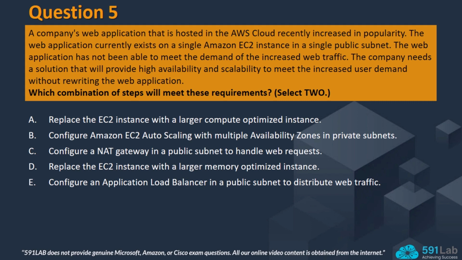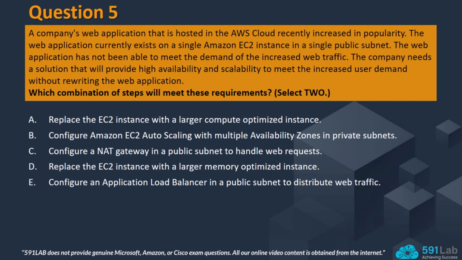Option C is configure a NAT gateway in the public subnet to handle web requests. A NAT gateway is used for outbound internet traffic from private subnet, and it's not suitable for handling incoming web traffic. Option D is replace the EC2 instance with a larger memory optimized instance. Similar to option A, this does not address high availability or scalability concerns efficiently.